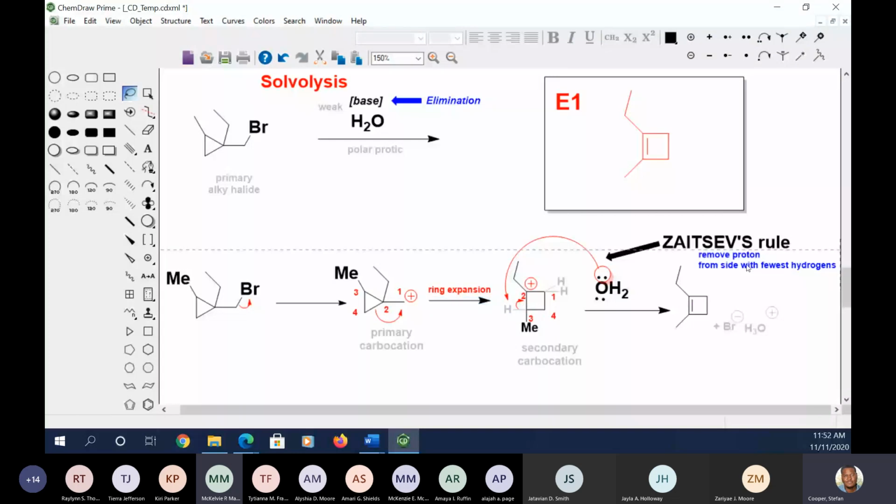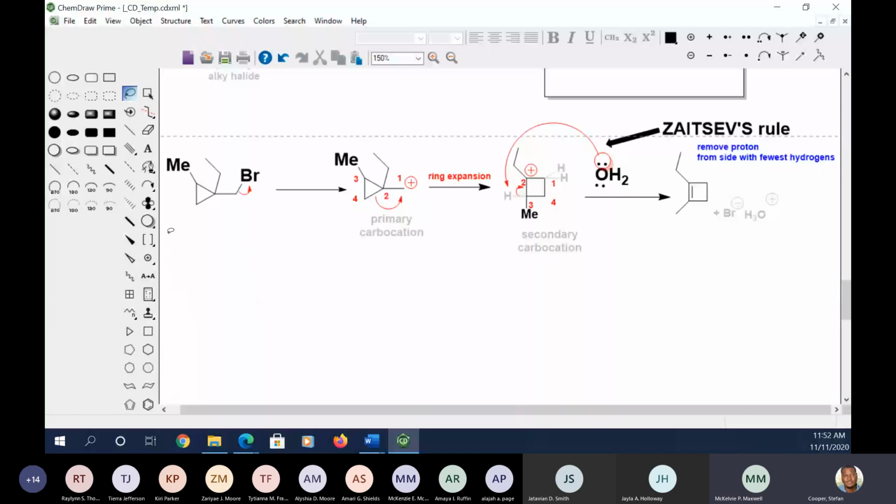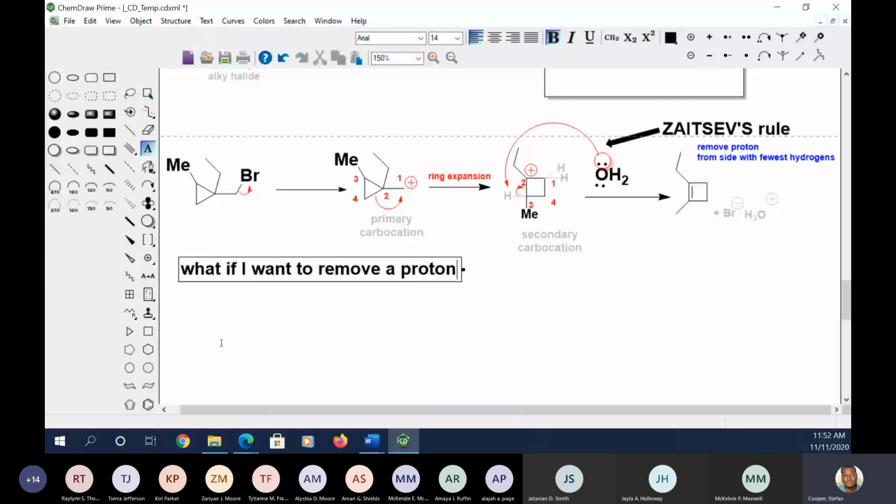All right, so I'm going to end class with these two notes, and then we got to pick this up soon. Next class is that what if I want to pull, or I'll say remove, a proton from the side with the most hydrogens, right? Is that possible? And you guys can learn that this is possible.